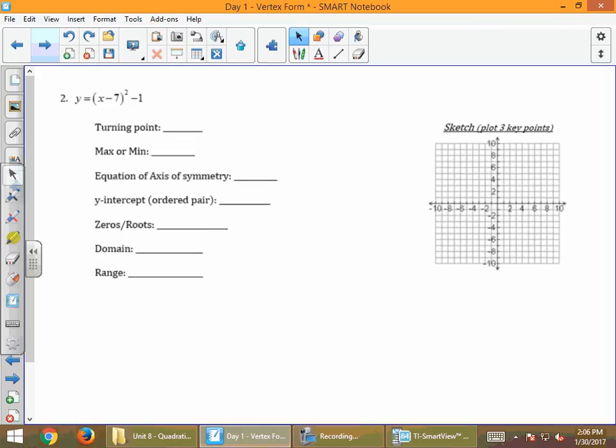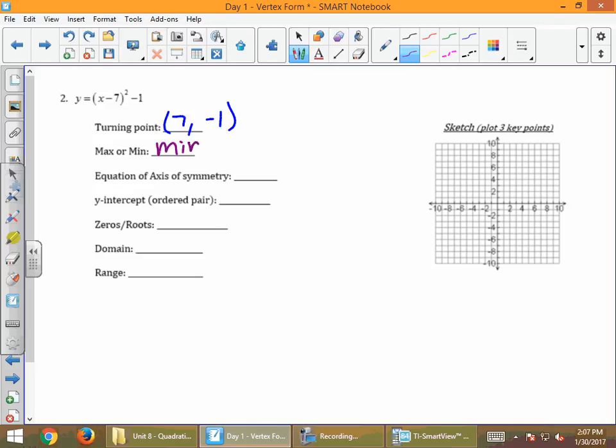Turning point. What's the turning point of this one? What's the x value of our turning point? 7. Very good. Sign switches. There's a -7 on the inside, so when we take it out, it turns positive. And very good, the sign does not change. That stays negative. Is this going to be a maximum or a minimum? How do we know it's a minimum? Put negative out in front. So it opens up.